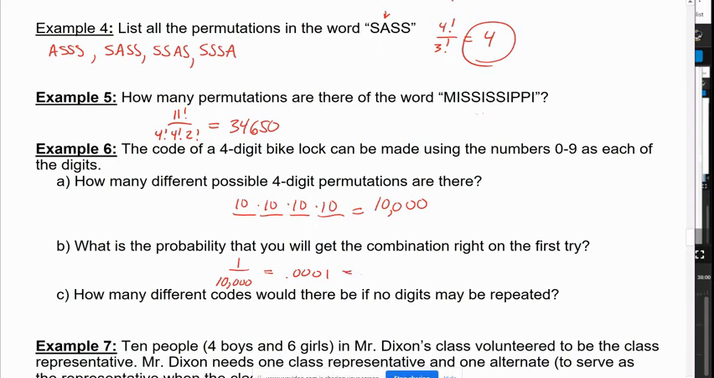And that is 0.01%, very small. How many different codes would there be if no digits may be repeated? So if we don't allow repeats, then there would be 10 choices for the first one, 9, 8, 7. And so you can multiply that out on your calculator easily, 10 times 9 times 8 times 7. But if this was a bigger problem, you wouldn't want to have to write out all of those every time.